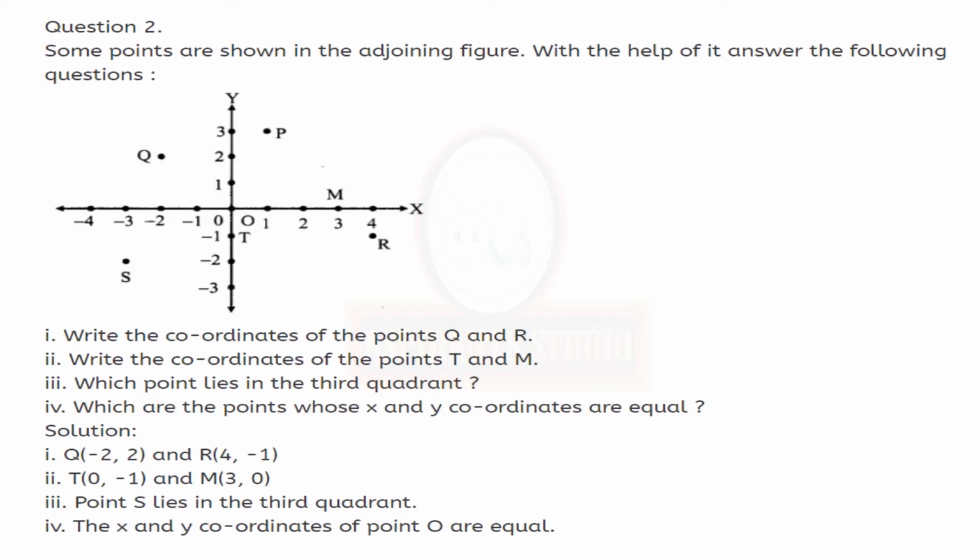Now coming to question number 2. Some points are shown in the adjoining figure. With the help of it, answer the following questions. Look at the figure. Write the coordinates of the points Q and R. Q is ordered pair (-2, 2). And R will be ordered pair (4, -1), because the x coordinate is 4 and y coordinate is -1.